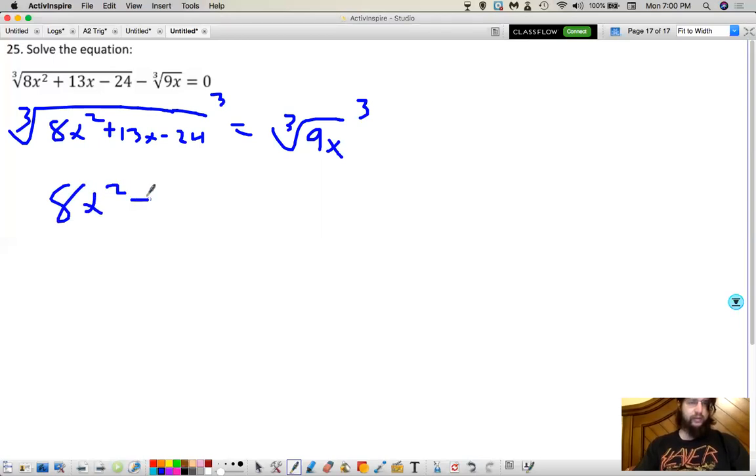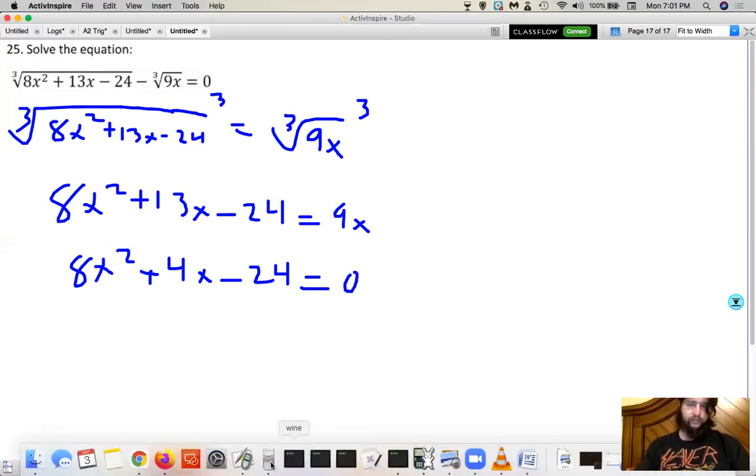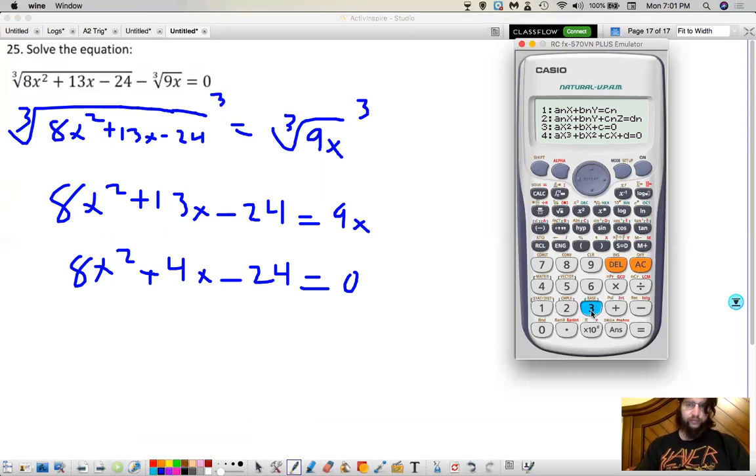8x squared plus 13x minus 24 equals 9x. It's quadratic, make it equal 0. And then do mode 5-3. 8, 4, negative 24. 3 halves and negative 2.